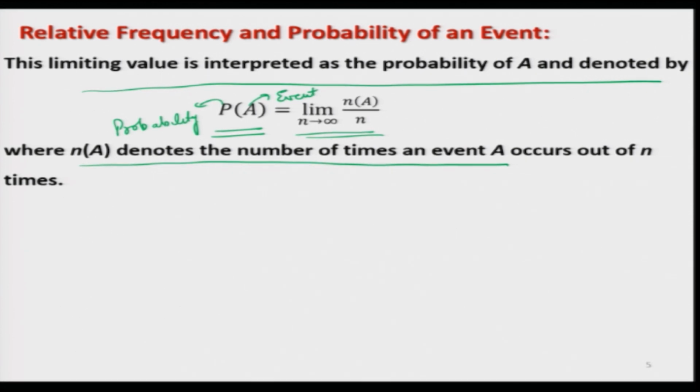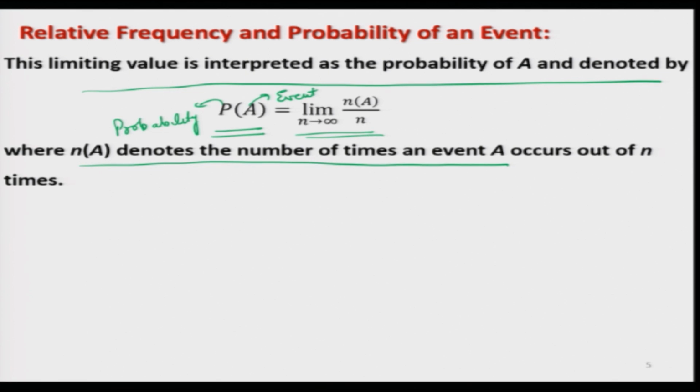Whenever we say that some event has a probability, that means if you repeat the experiment a large number of times and compute this relative frequency, then as you increase the number of repetitions, this relative frequency will converge to this particular value.